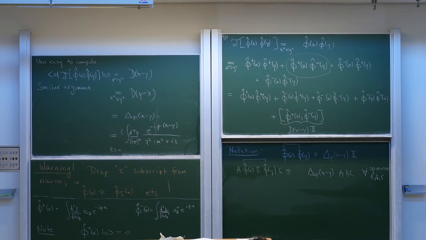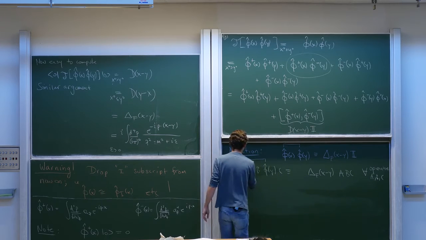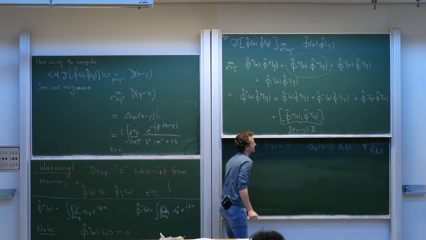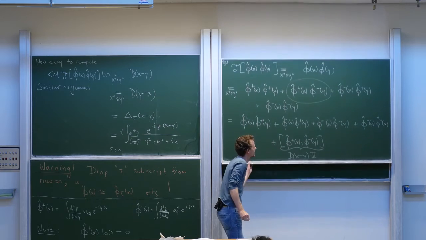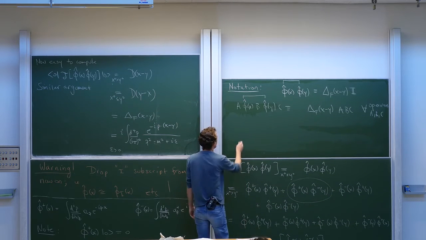So whenever you see an expression like that, with a line joining these two guys, that means pull them out and replace them with the Feynman propagator. It's called contraction.